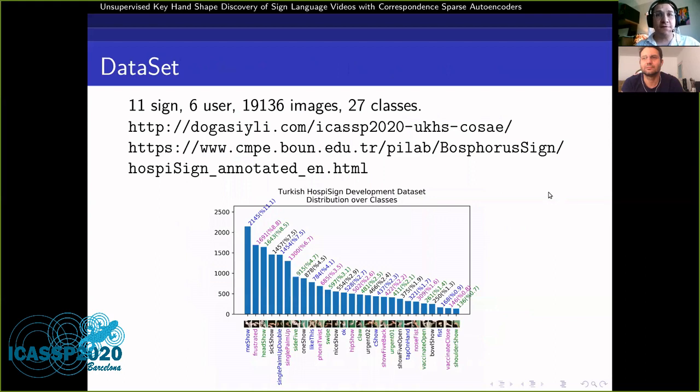All the detailed information about the dataset and experiments can be found at the websites shown in the slide. The dataset includes 11 signed sentences performed by 6 different users. Each signed sentence is performed by a user 5 to 7 times, resulting in 400 signed videos. There are 20K images assigned to 27 classes. The initial, final, and transition frames are not in the 20K images.